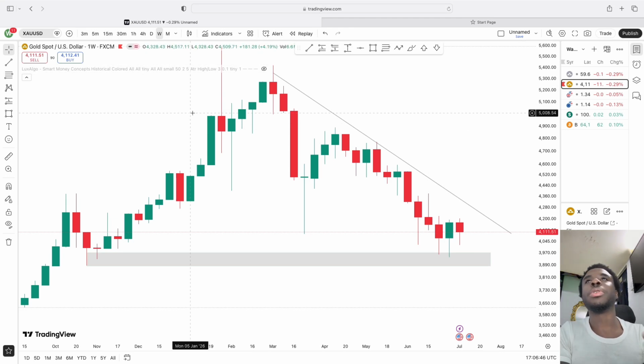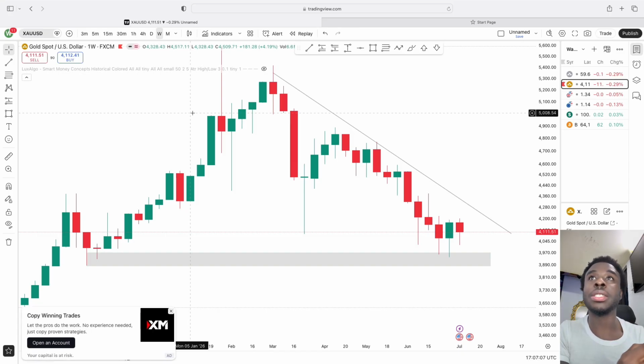That's the reason why we do top-down analysis. We start from the higher time frame to the lower time frame because we want to see the direction of the market, the directional bias of the market, right? That's the first thing you should know. You have to know the direction of the market first before you start your analysis, and the higher time frame will help you know that.